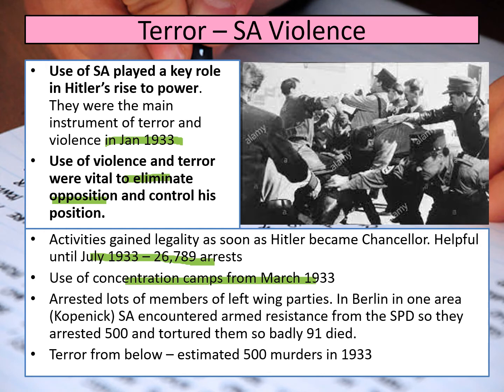They encountered lots of armed resistance from the SPD, and so they ended up arresting 500 left-wing people and torturing them so badly that 91 died. That shows the terror and how horrendously effective they were at reducing left-wing opposition. It's estimated that in 1933 alone, there were 500 murders carried out by the SA. So they were a really crucial group at first in helping Hitler establish his dictatorship by getting rid of political opposition.